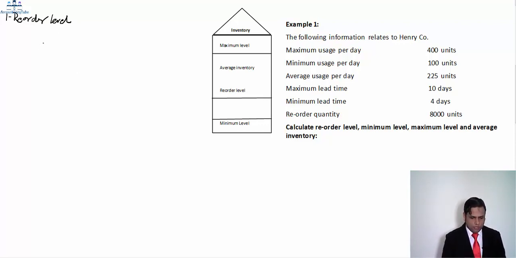We are starting with the reorder level because most of the other levels require reorder level in their computation, so we need to first compute reorder level in order to compute other levels. The formula for reorder level is maximum usage multiplied by maximum lead time.